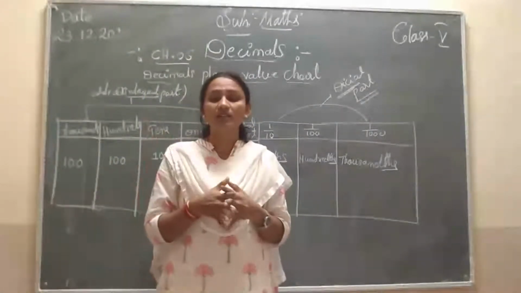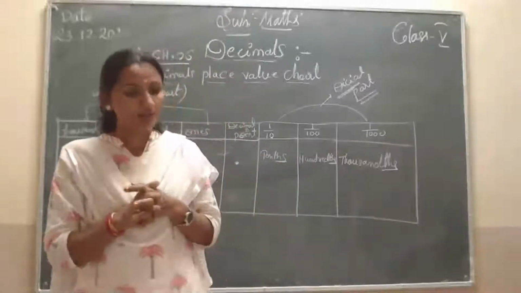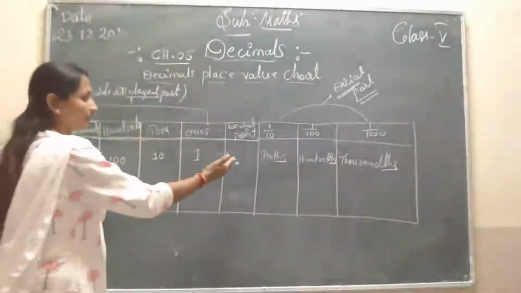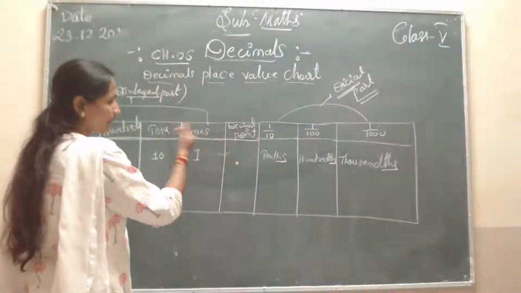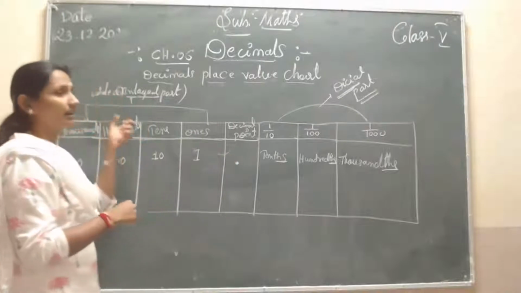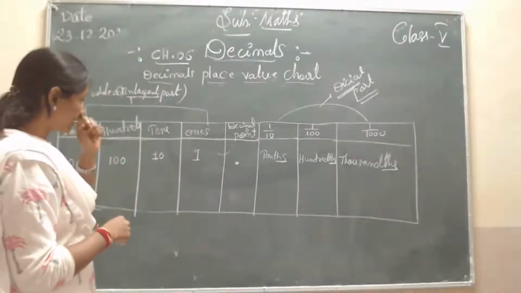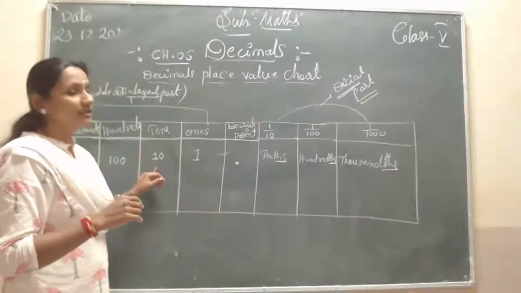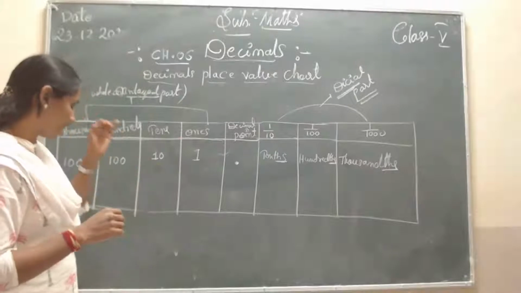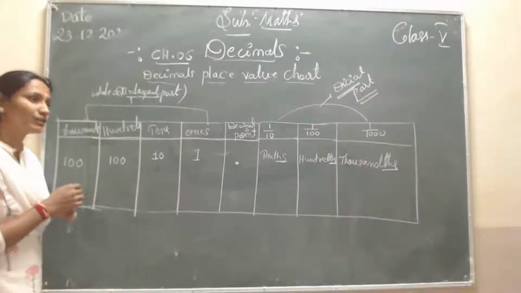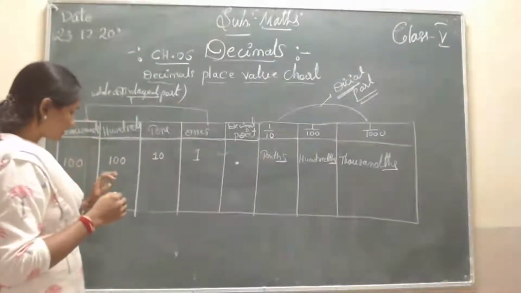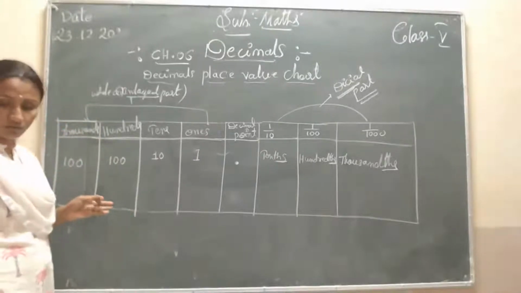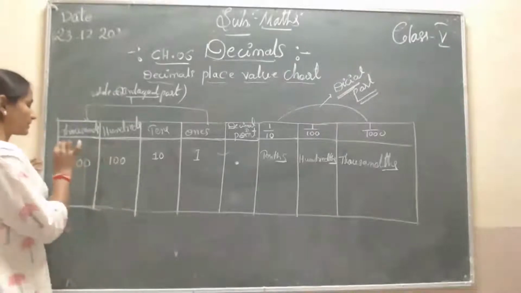But in decimals also there are 2 parts, as I already wrote. This is the part before the point, students, which is the whole or integral part. So what is the value of ones? That is 1. What is the value of tens? That is 10. What is the value of hundreds? You have to write 100. What is the value of the next, thousands? For thousands you have to write 1000, with 3 zeros.